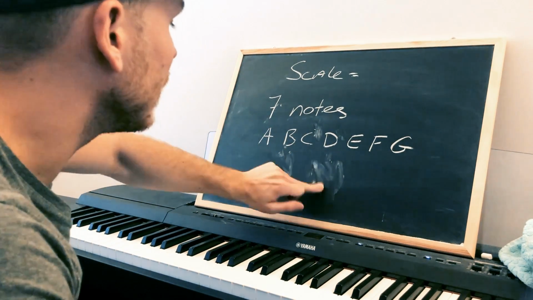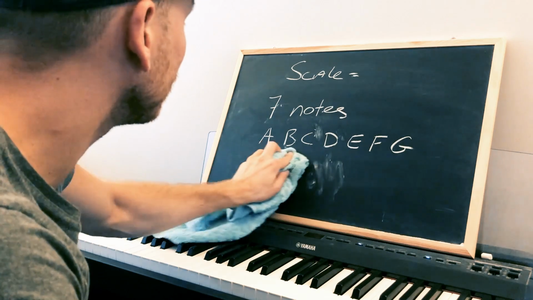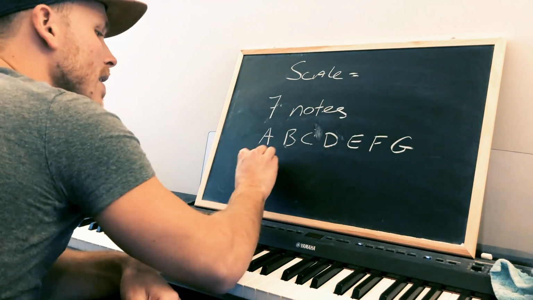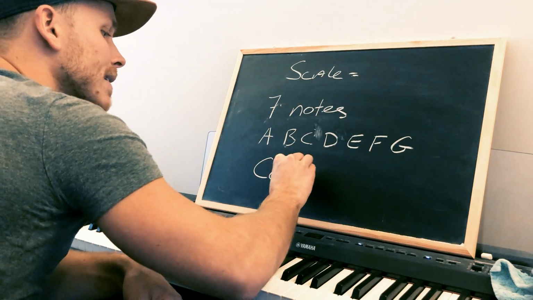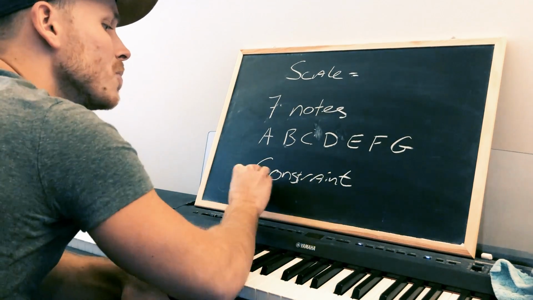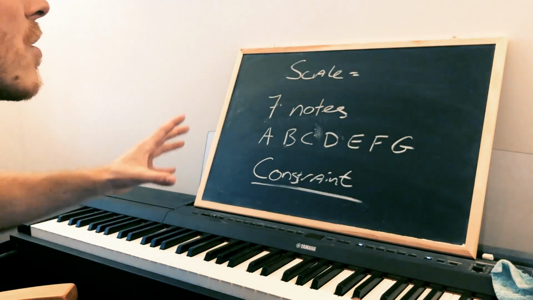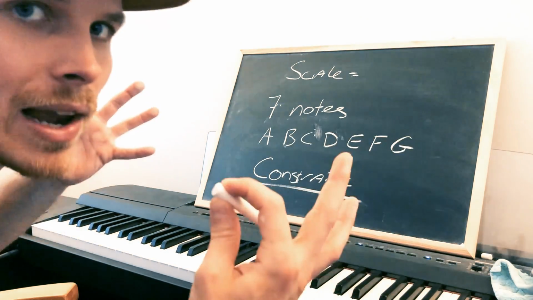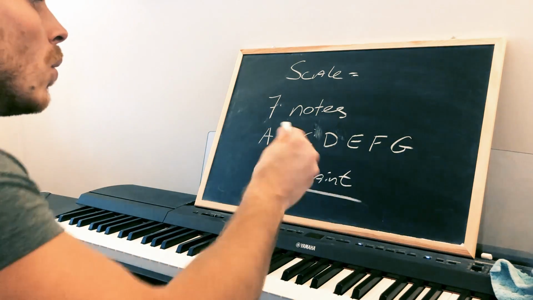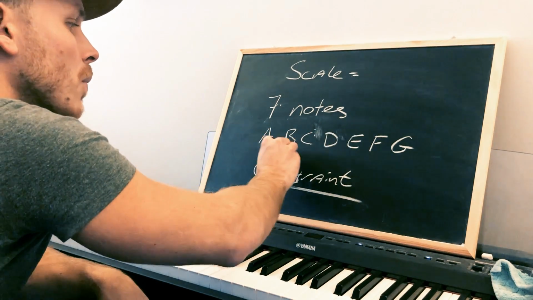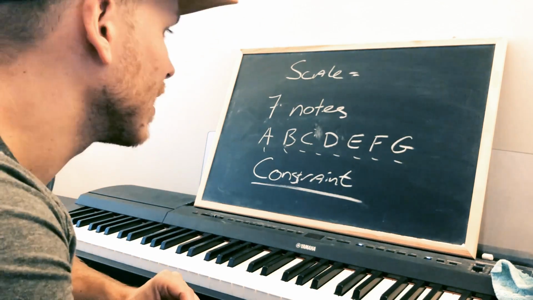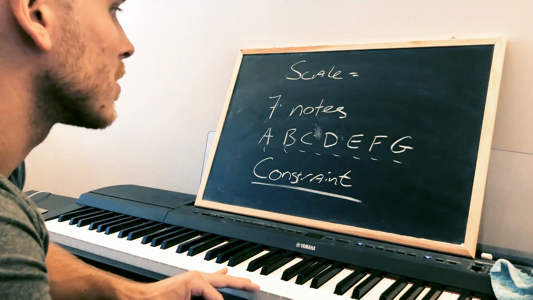And then finally, the scale will give you a constraint. Is that how you write it? I have no idea, I'm not English. I hope so. A constraint to which notes you are allowed to play and which notes you are not allowed to play. And it will also therefore identify which chords you're going to play and all of that kind of stuff. But we'll get into that a little bit later, maybe in another Sunday lesson.